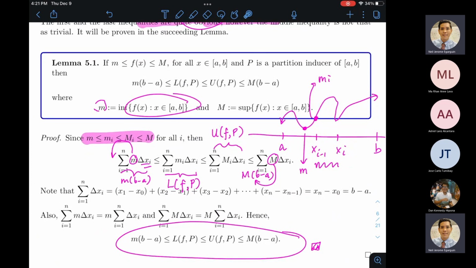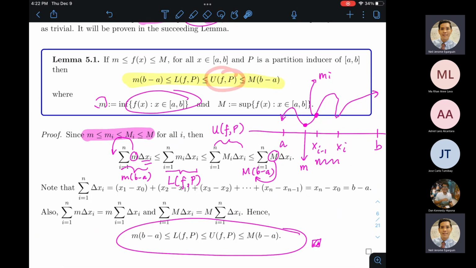So lemma 5.1, we were able to establish that this inequality, all right? So napakita na natin na ang infimum over the interval AB times B minus A is the lower bound for the lower sums, and the supremum all throughout the interval AB times the interval's length is an upper bound for all upper Riemann sums. And then this actually is obvious, right? So itong inequality na to ay nabuo.